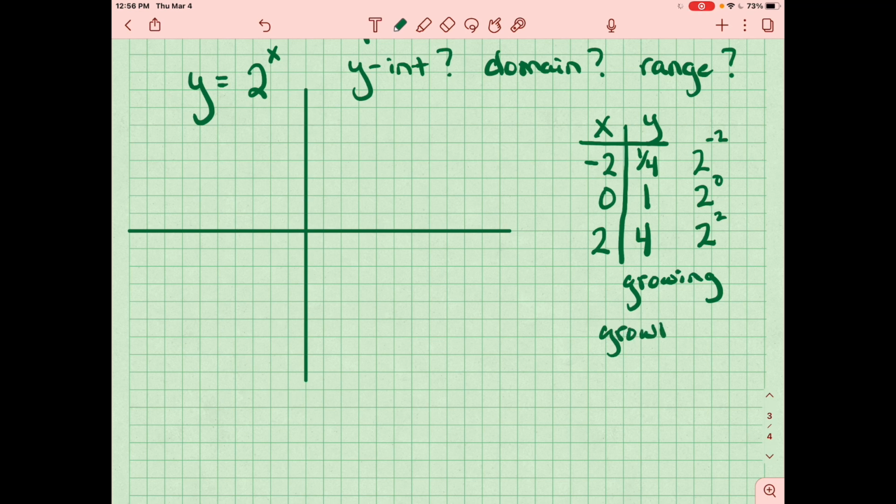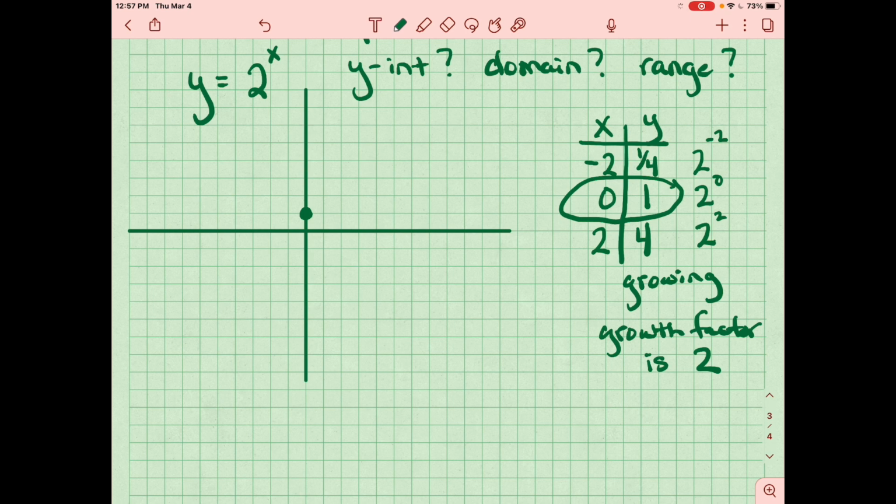The growth factor is 2. The starting amount is 1. The starting amount is on the y-intercept, the same as usual. This is true: if we have y equals a b to the x, in this case b is 2 and a is 1, because a doesn't show up, so it will always be a 1.